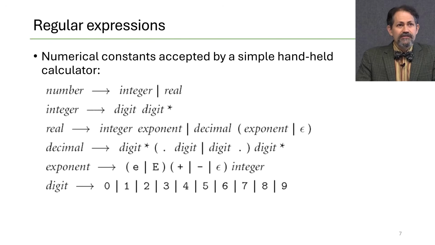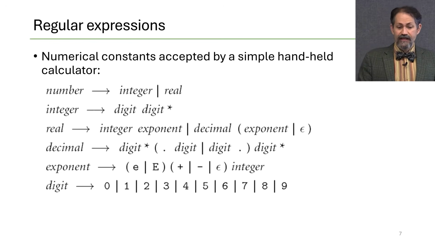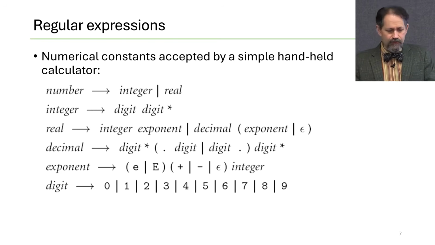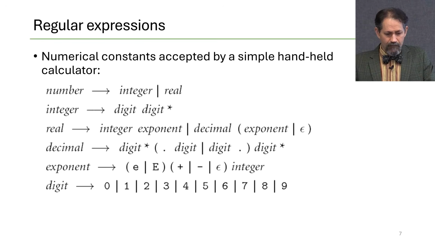So with regular expressions, we can specify more interesting regular expressions. Here are numerical constants that might be accepted by a simple handheld calculator. Here we're going to include decimal numbers and scientific notation with exponents and so on. So how can we describe this? Well, a number is either an integer or a real number. An integer is simply a digit followed by 0 or more additional digits. I want to include 0, and so I'm not going to specify the fact that 0 can't come first. We could use a slightly more complicated regular expression if we wanted to express that.